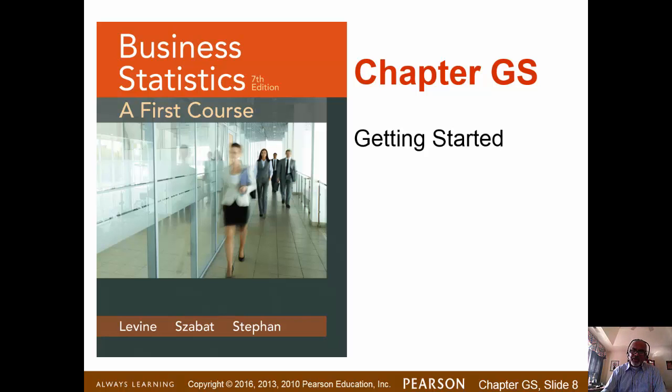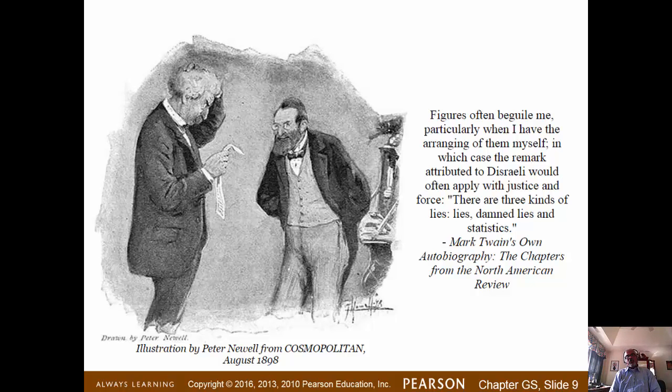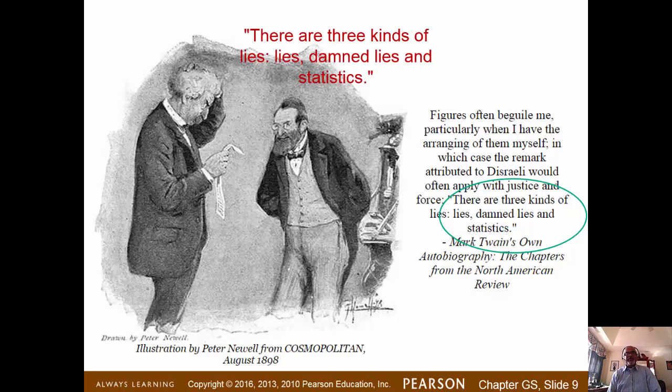Before we get into that, let's look at a little quote here from Mark Twain. Mark Twain talks about statistics, and he actually attributes this quote to Disraeli, who was a prime minister in Great Britain a long time ago. So here is that sentence that he attributes to Disraeli: there are 3 kinds of lies. There are lies, and there are damned lies, and then the worst of all is statistics.